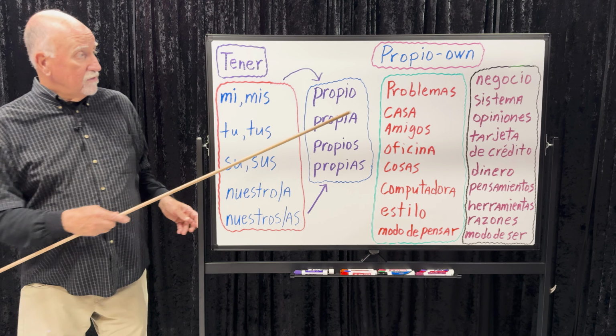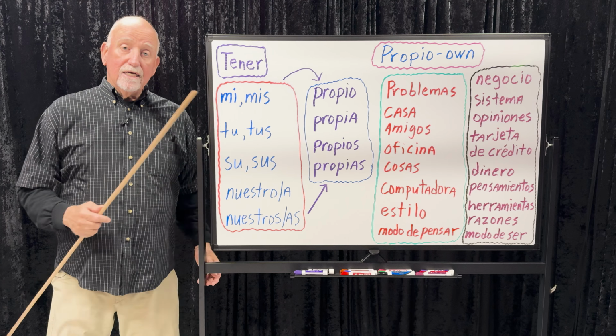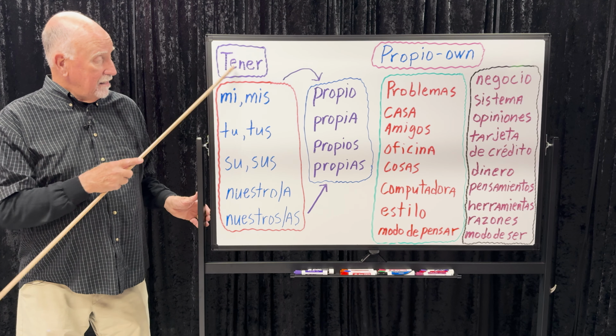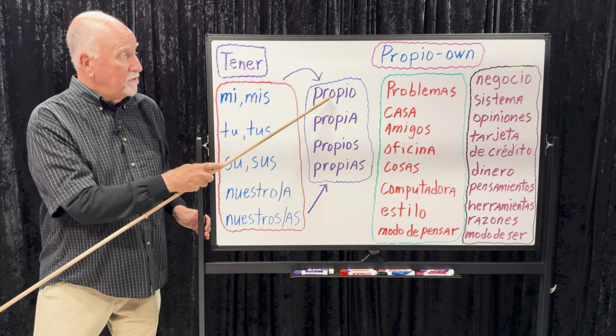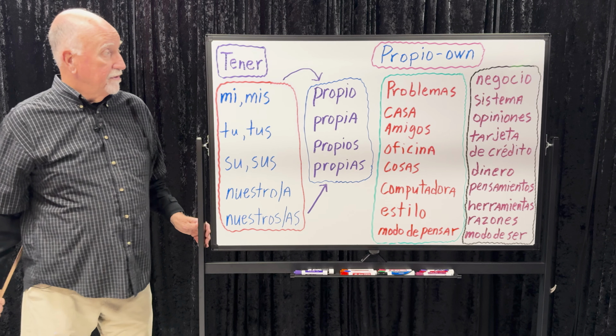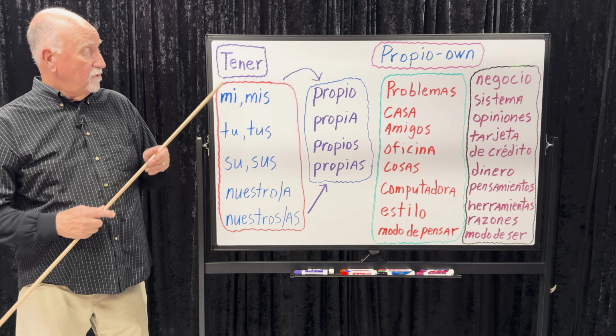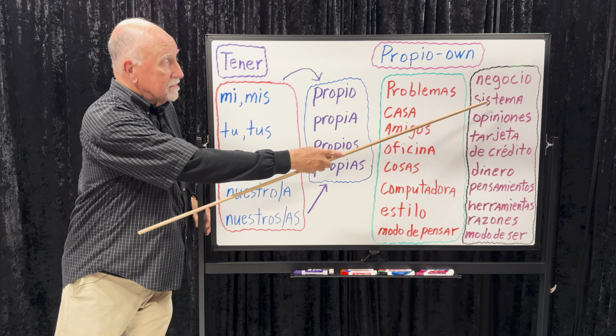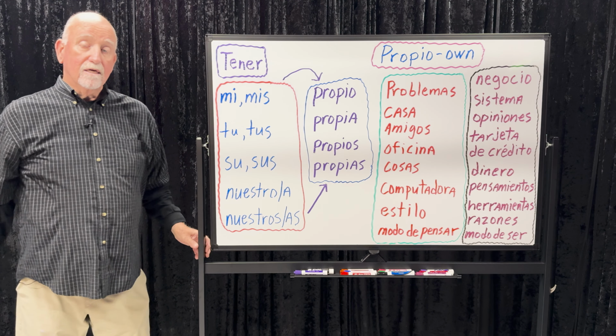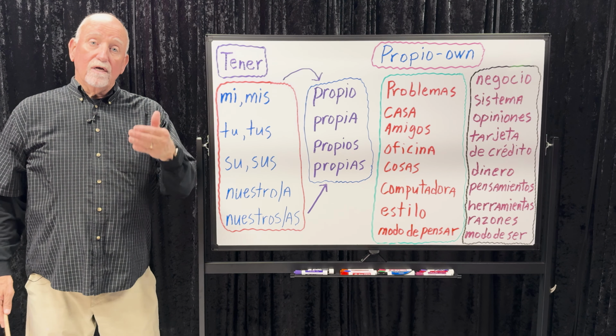Okay, let's go over here to negocio. She has her own business. Tiene su propio negocio. Sistema. I have my own system. Yo tengo mi propio sistema. Opiniones. He has his own opinions.